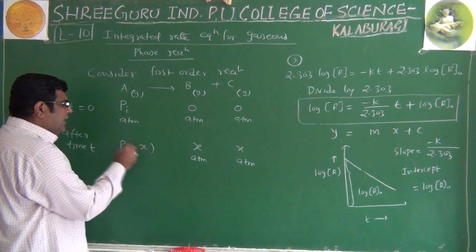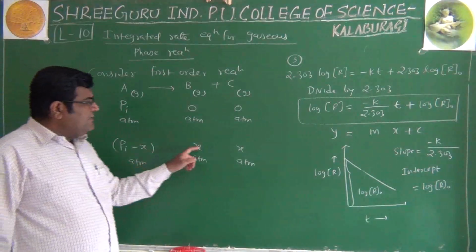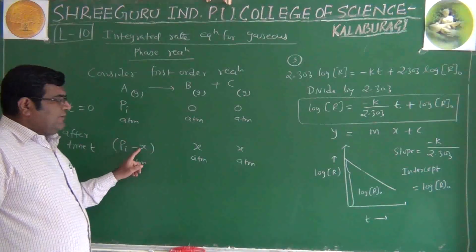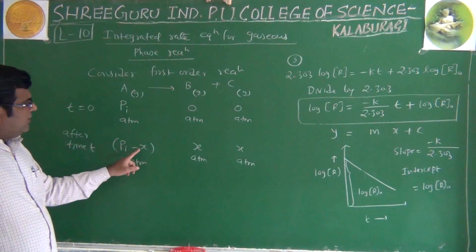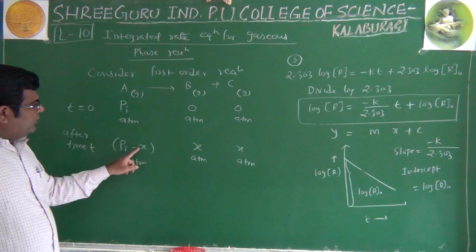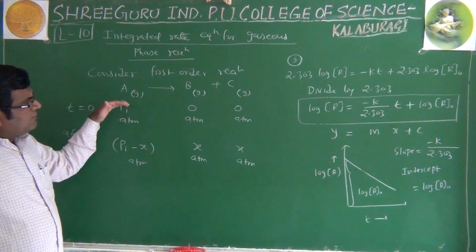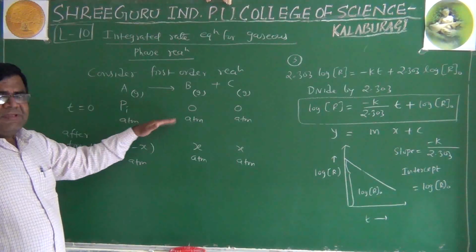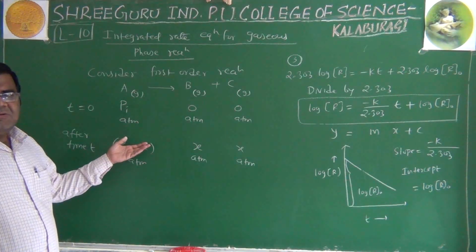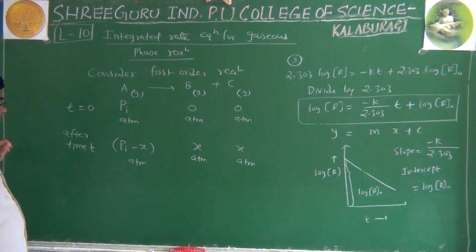From Pi, again we will write only x atm. We should not add this as x plus x and subtract 2x. From where have we written this x? From here. If it is 1 mole, x. If it is 2 moles, 2x, 3 moles, 3x, like this. Because the reactant and product disappear and appear in their own molar concentration. So we have to consider this as only x.